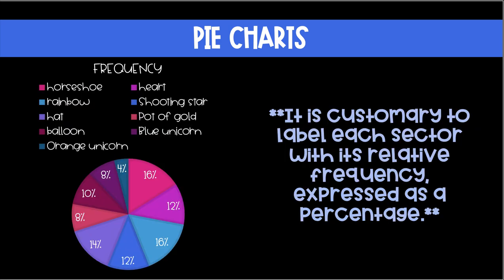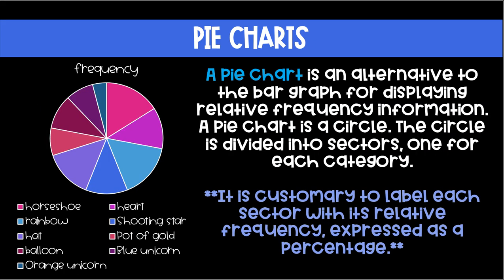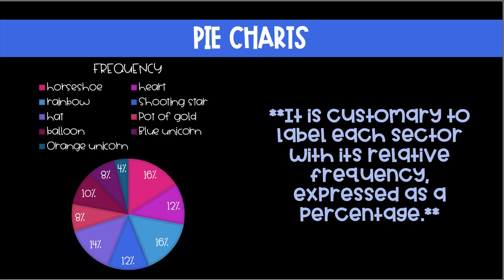So here's an example of how it will look with the percentages. It could have labels or not, but it's easier for us to distinguish which category has the highest frequency if we have it labeled. If you notice, it looks like this section right here, this light purple, has the highest frequency. Oh wait, no, this one, sorry. The hot pink has the highest frequency with 16, and the hot pink is the horseshoe. So the horseshoe has the highest frequency in this particular pie chart.